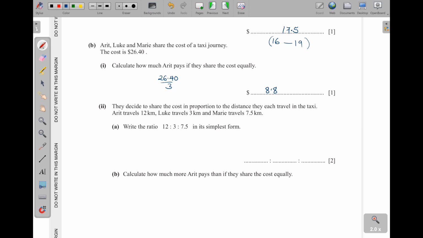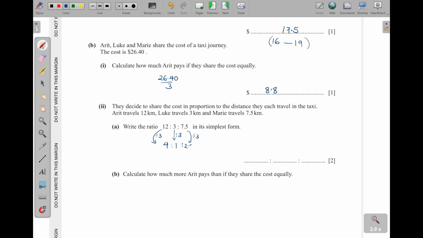Part 2, they decide to share the cost in proportion to the distance they each travel in the taxi. Arit travels 12 kilometers. Luke travels 3 kilometers and Mary travels 7.5 kilometers. And then they are saying write the ratio in the simplest form. So the first, what I'm going to do here, I can divide by 3 because all of them are divisible by 3. So here I get 4. Also here by 3. Then here I can get 1. And then also here divide by 3.